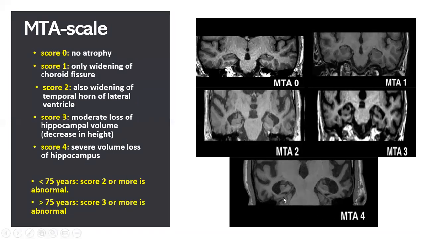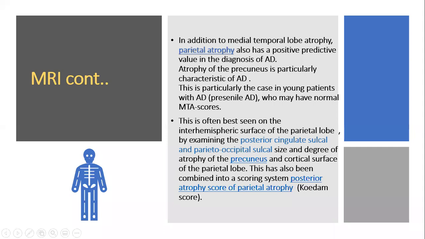More than 75 years, score 3 or more is abnormal. In addition to medial temporal lobe atrophy, parietal atrophy also has a positive predictive value in the diagnosis of Alzheimer's disease. Atrophy of the precuneus is particularly characteristic of Alzheimer's disease.